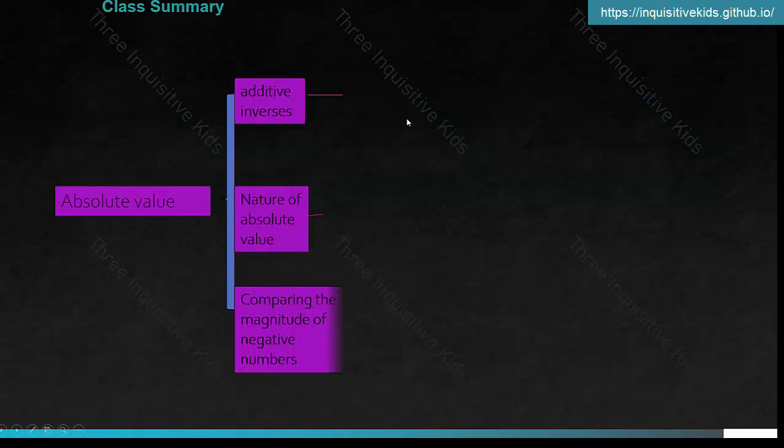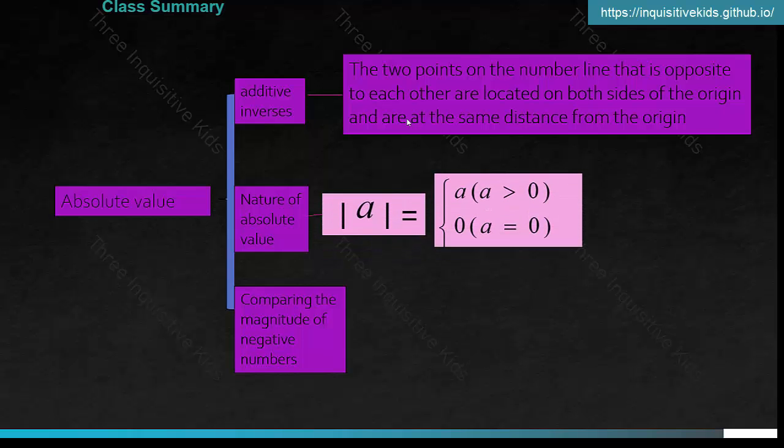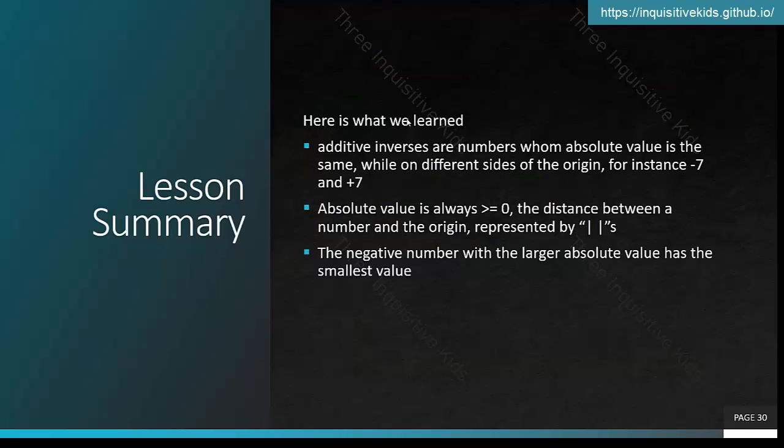In this class, we learned about the additive inverses, the nature of absolute value, and comparing the magnitude of negative numbers. Additive inverse: we learned that the 2 points on a number line that are opposite to each other are located on both sides of the origin and are at the same distance from the origin. And the nature of absolute value is that the absolute value of a is larger than or equal to 0. The larger the absolute value of a negative number is, the smaller the number is.